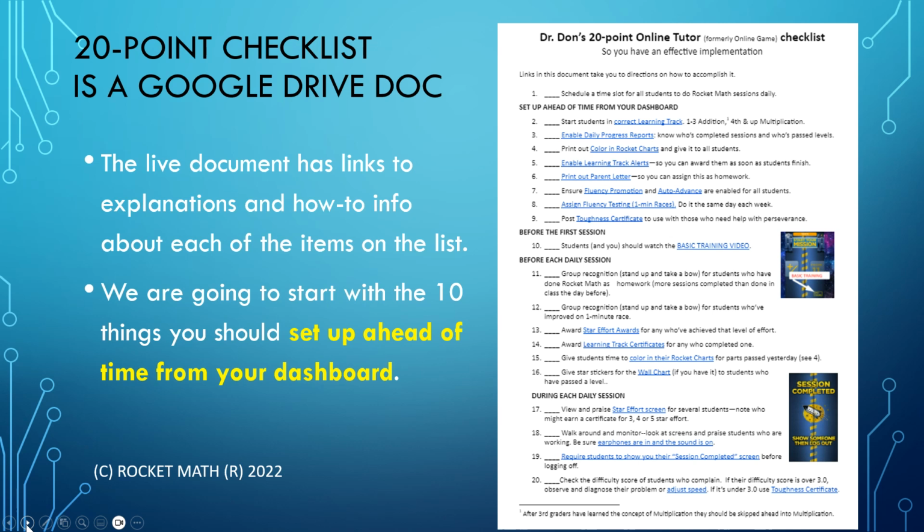The 20-point online tutor checklist looks like this and is on Google Drive, so it can have links to explanations and how-to information about each of the items on the list. We're going to go through them now, starting with the first 10 things you should do before getting started with the students.